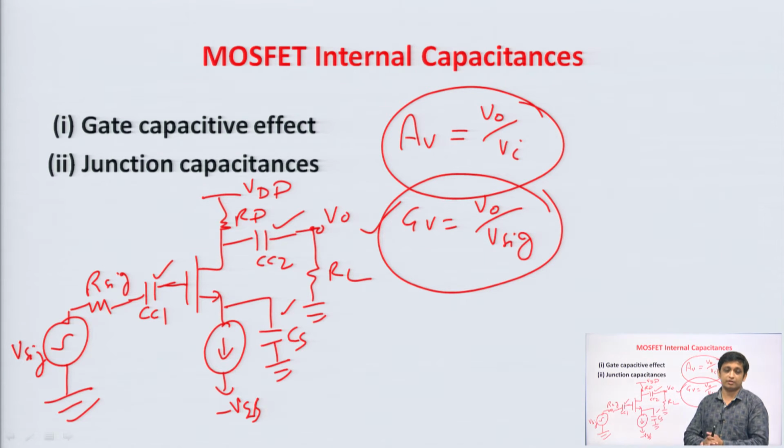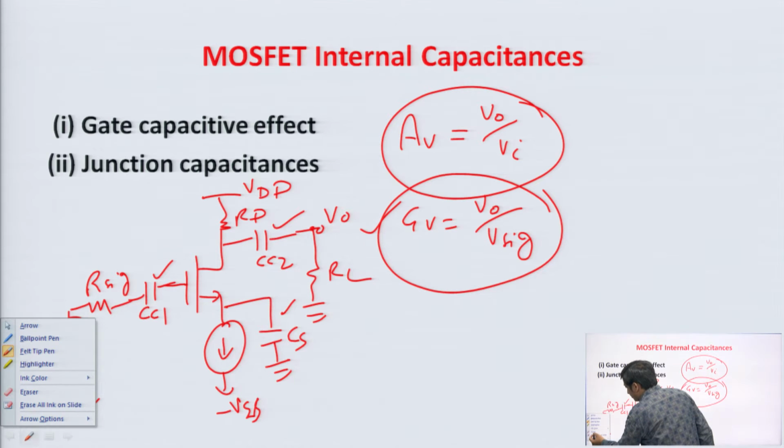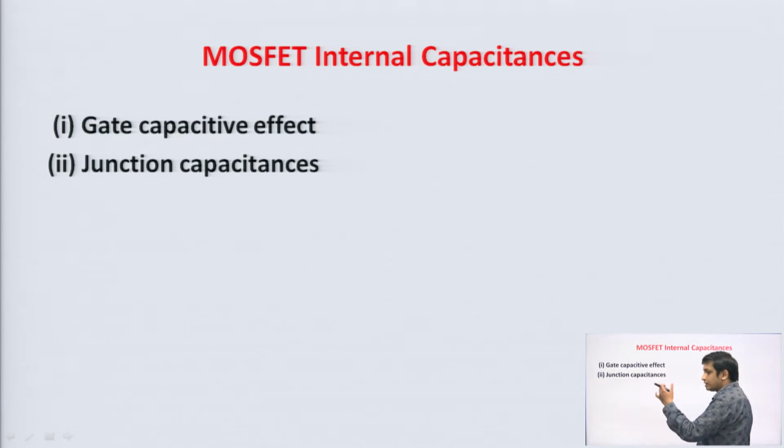Obviously, if a capacitor is involved, that means some frequency is involved. The behavior of the capacitor will change at low frequency and at high frequency, and due to that change we will see that the gain is reduced. Before I go to that point, we need to understand what are the different internal capacitances involved in the MOSFET.